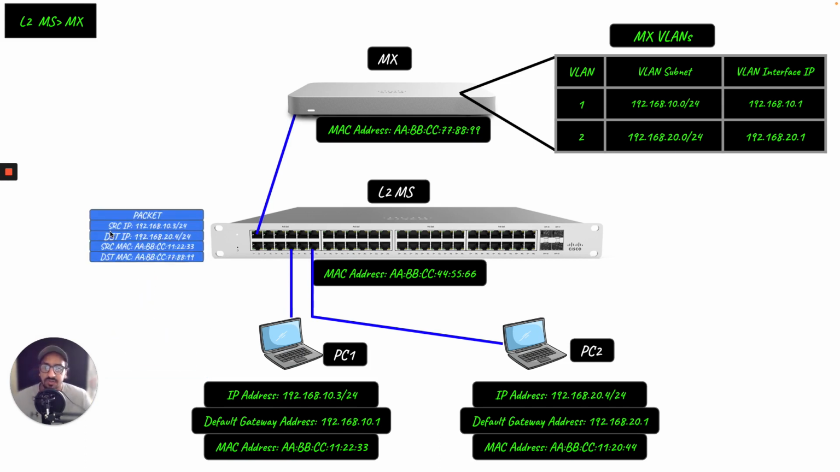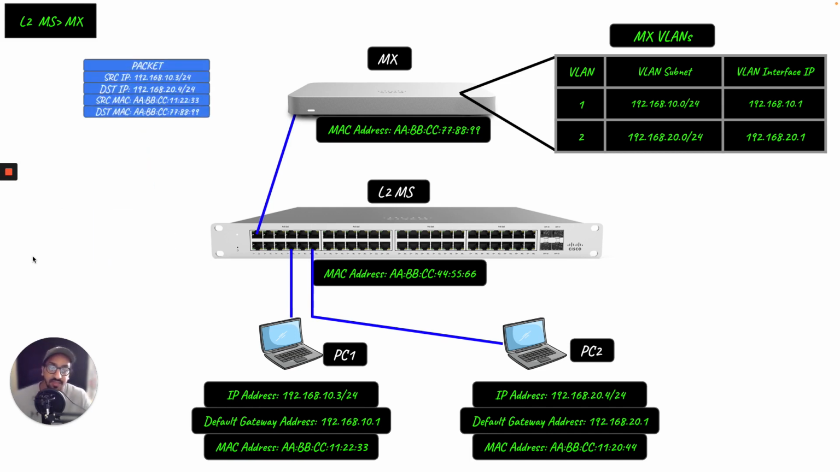The switch now receives the packet. It sees the source IP and the destination IP are in separate subnets. The layer 2 switch can only handle this section, which is layer 2, and this section is layer 3. So the switch is unable to process this packet because layer 3 is involved, with these two IP addresses being in different VLANs. So it's going to send the packet straight over to the MX.